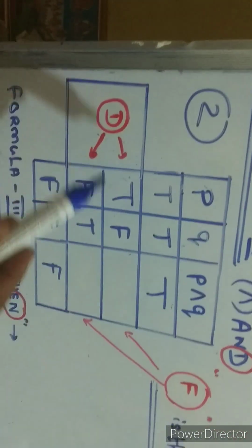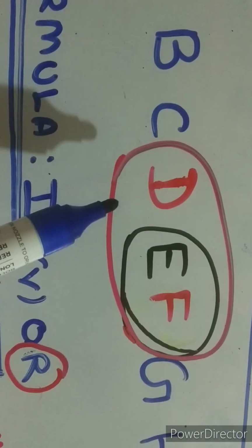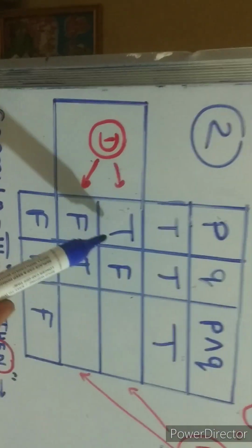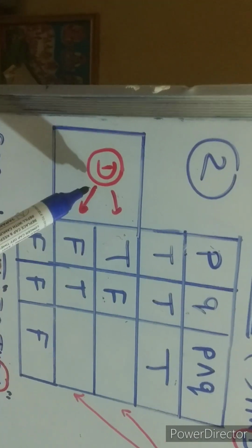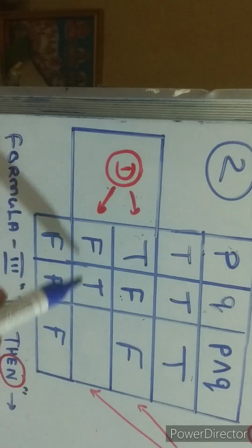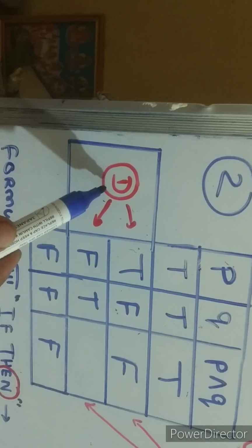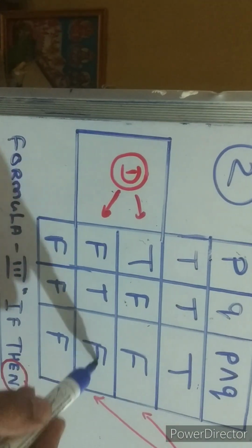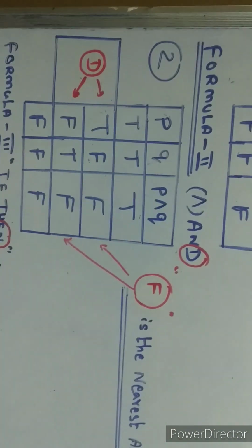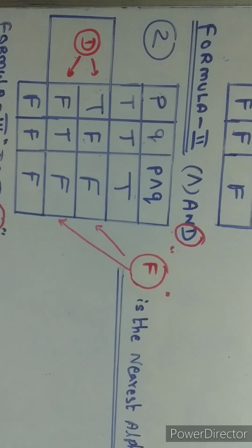Now compare with D and F. Here I mentioned D and F. D is the nearest alphabetic letter to F. Compare with T and F: F is the nearest alphabetic letter to D, so the answer is F. In the same way, F and T. Compare with D: F is the nearest alphabetic letter to D, so the answer is F. Based on that we fill in formula 2 and derive the AND formula.